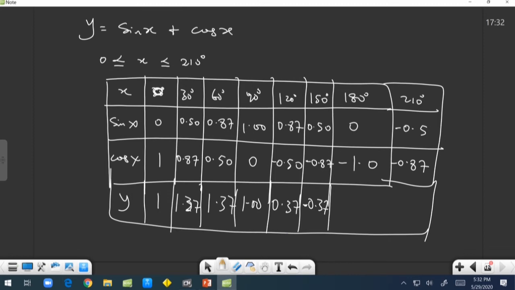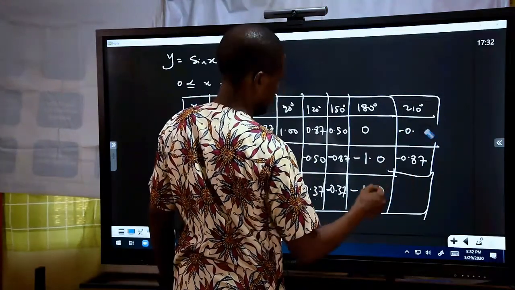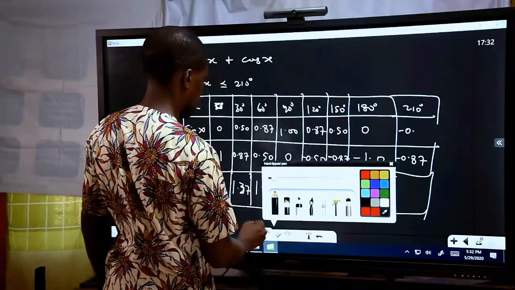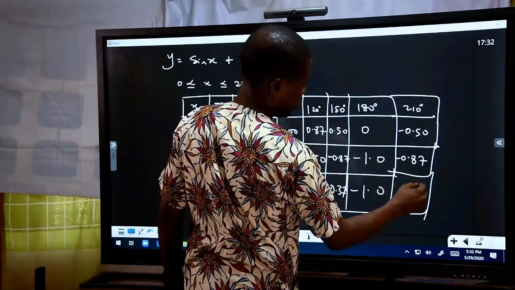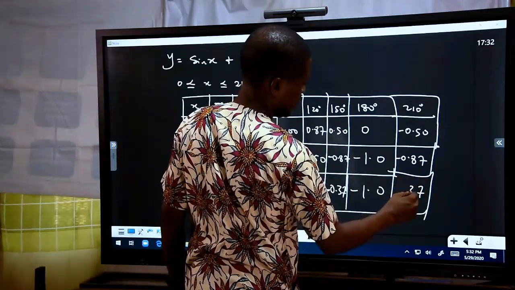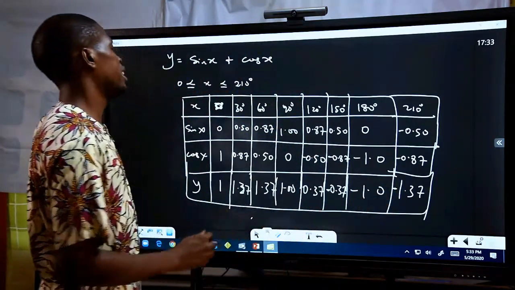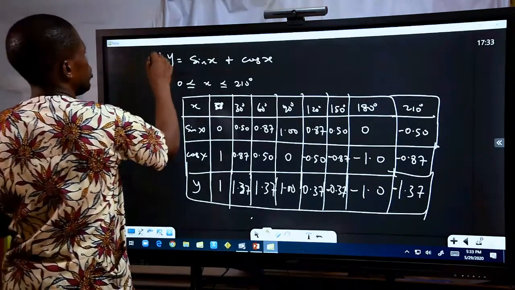Here we have minus 1.0. And here, adding this together, we have 0.0. That is a 0.0, and this one is still 0.0. So we add this, and here we have 1.37 with your negative. So we have this as a table for the function y equal to sine x plus cos x.